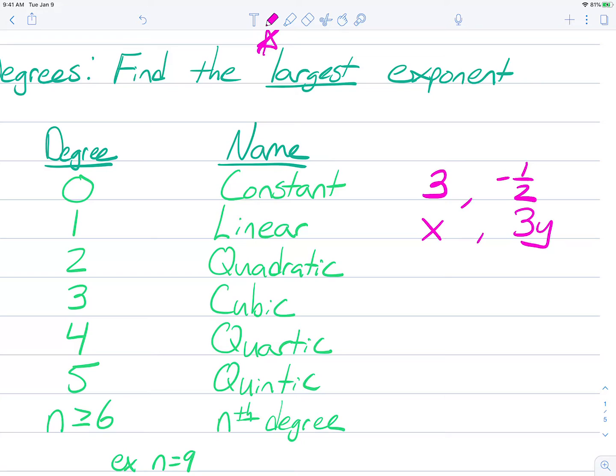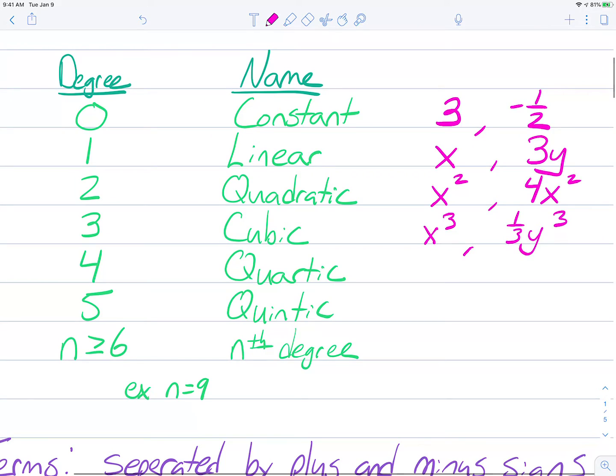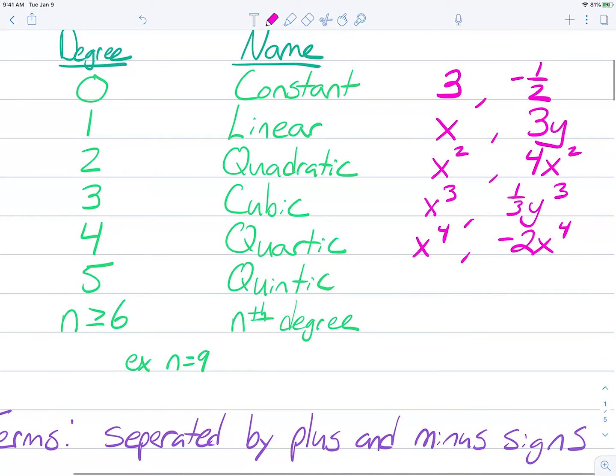A quadratic is an exponent of 2, so something like x squared or 4x squared. You can have a coefficient like a 4. What we're looking at is just the exponent on the variable. Similarly, a cubic would be something like x cubed or 1/3 y cubed, so that exponent is a 3. A quartic, x to the 4th, or -2x to the 4th. I'm just making up some examples so you can see what it looks like. For a quintic, we're going to have an exponent of 5, so maybe something like 2/3 y to the 5th power.